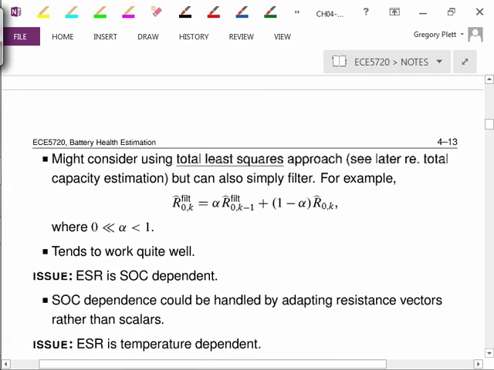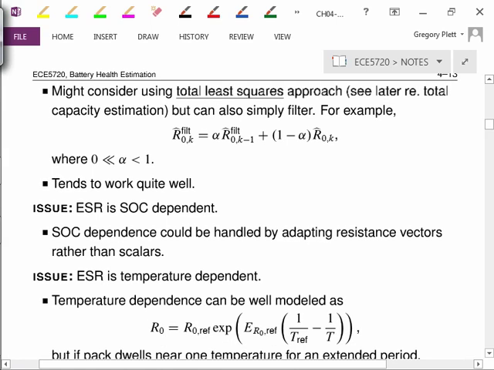What we can do then is we could do a number of different things. Basically, we want to filter the estimates. One way of doing it is using a total least squares approach, and this is what we end up doing to find total capacity in the last half of this chapter. But that's a somewhat more complicated methodology. Probably the best result you're going to get is using total least squares. But you could also just do an engineering approach and create a low-pass filter on the result.